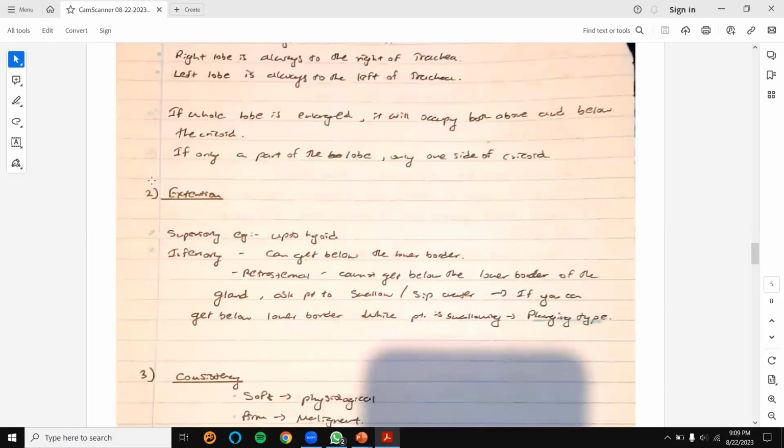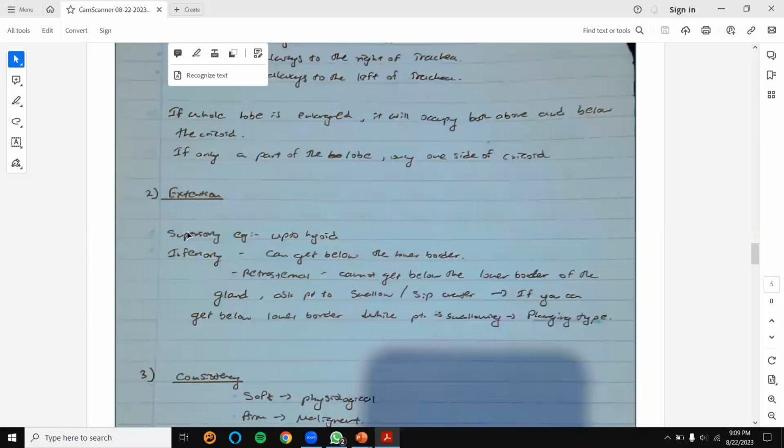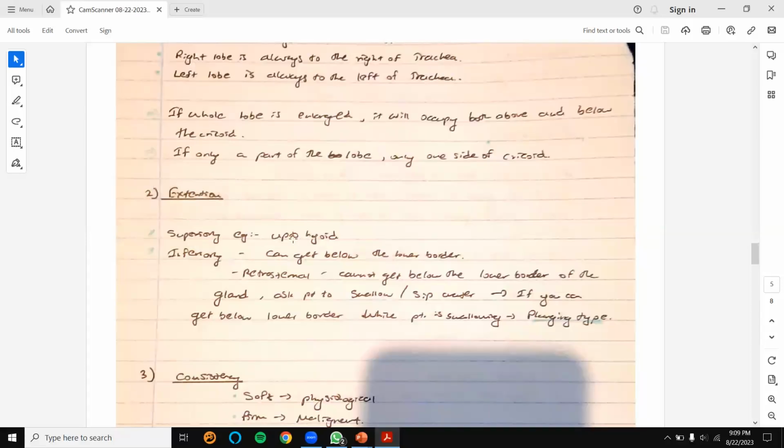Then the extension. Superiorly, up to what extent does it go? Roughly give a level. If you can feel it going up to the hyoid bone, say superiorly it extends up to the level of the hyoid bone, or superiorly it extends even above the hyoid bone. Then inferiorly, can you get below the lower border or not? If you can't get below the lower border, ask the patient to swallow and see if you can get below it. If you still can't get below the lower border, that means it's extending much more retrosternally.